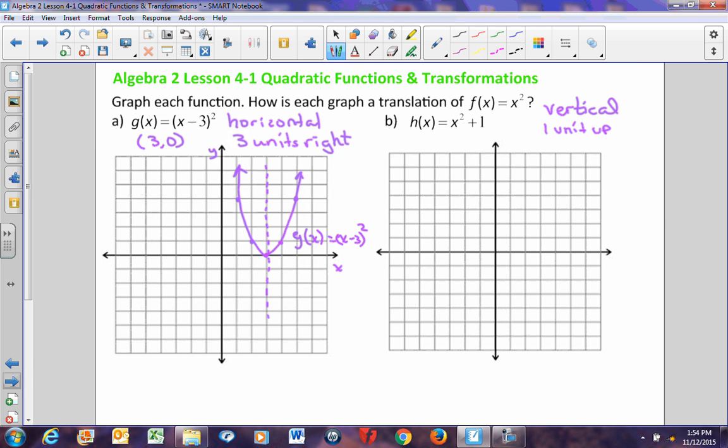So I'm going to take my parent function, where the vertex used to be at 0, 0. Now my new vertex is going to be 1 unit up, so it's going to be at 0, 1. And from that vertex, if you remember, you go 1 unit to the right and 1 unit up. So there's that point right there. And then it needs its counterpart, which is 1 unit to the left. And then it's 2 units to the right, 4 units up.